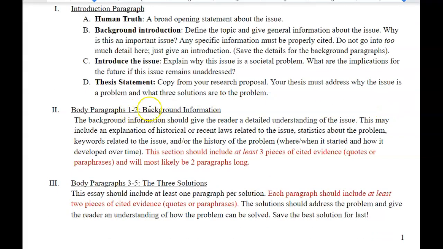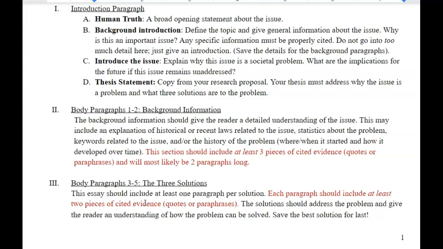Okay, your body paragraphs. Paragraphs 1 to 2 are on your background information, probably leaning towards 2. You can explain the history and recent laws related to the issue, any stats about the problem, keywords, etc. Body paragraphs 3 to 5 are for the 3 solutions. You're going to include at least 1 paragraph per solution. As you'll see in my sample essay, because I used 2 sources for each solution, I broke it into about 2 paragraphs for each solution.